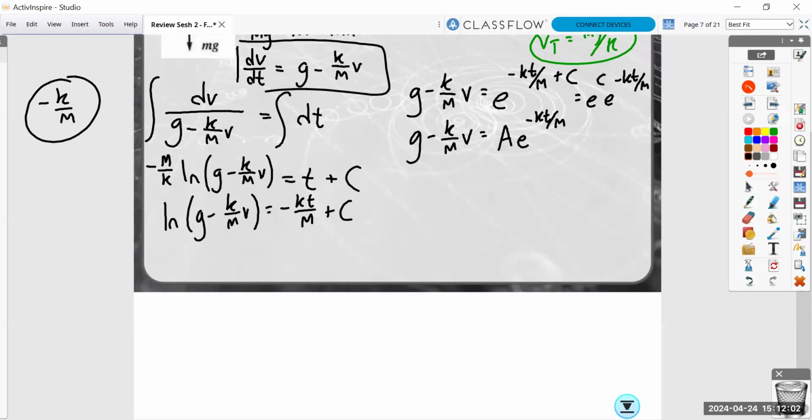We're going to do a little bit of algebra to solve for v. k over m v is going to be g minus a e to the negative kt over m. And finally, I'm going to multiply by this. I get v equals mg over k minus, I'm going to leave this again as a for the moment, e to the negative kt over m. We're almost there.